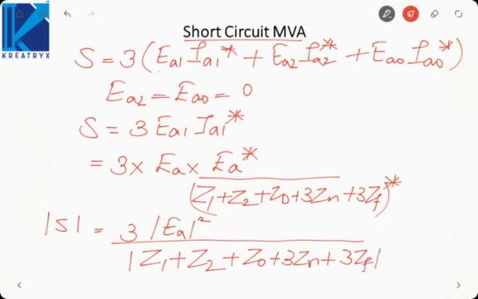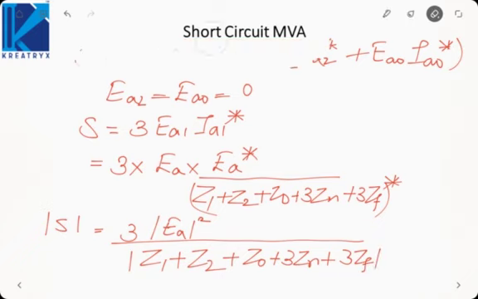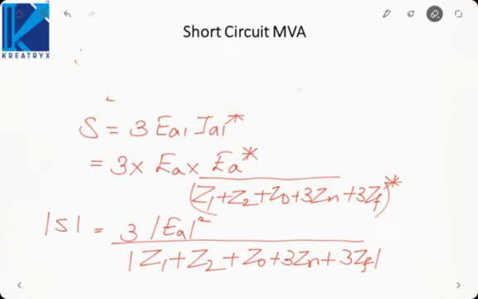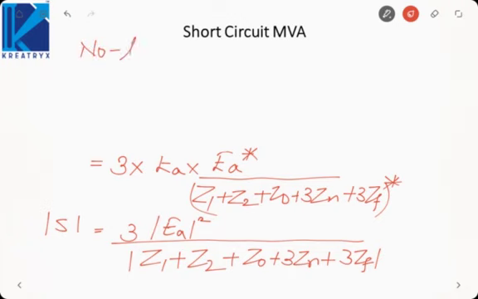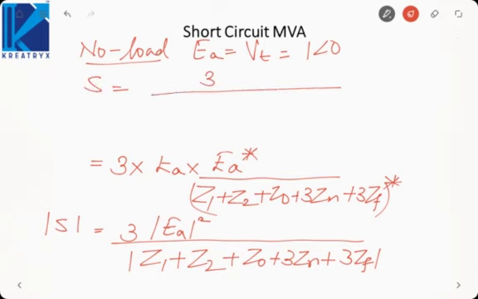Now if we wish to calculate this value in PU, I told you that we are assuming the no load condition before the fault occurrence. No load condition signifies that induced EMF is equal to terminal voltage, which is equal to 1 angle 0. So S will be equal to 3 by mod Z1 plus Z2 plus Z0 plus 3ZN plus 3ZF in PU. This will be the short circuit MVA.